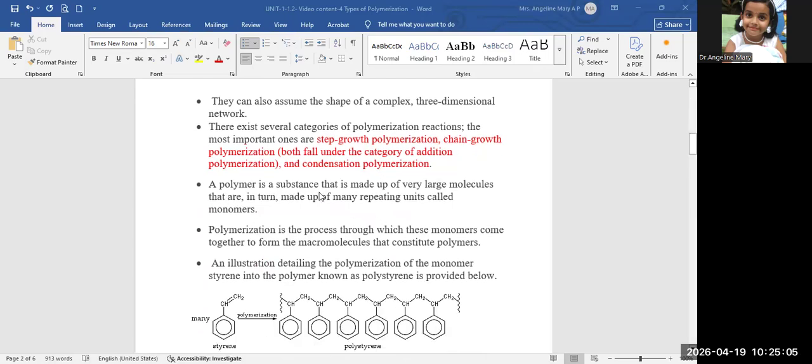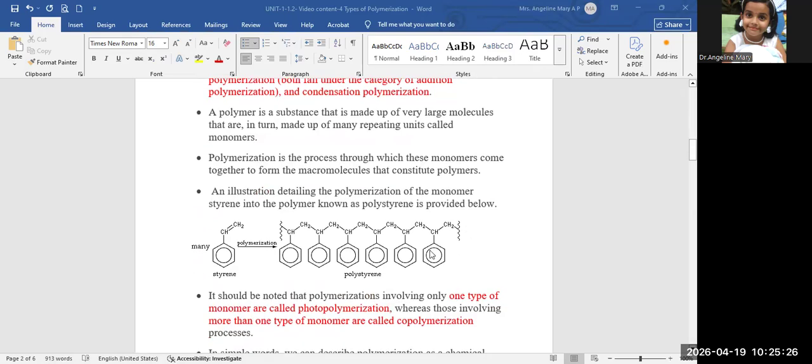A polymer is a substance that is made up of very large molecules that are in turn made up of many repeating units called monomers. Polymerization is the process through which these monomers come together to form the macromolecules that constitute polymers. An illustration detailing the polymerization of the monomer styrene into the polymer known as polystyrene is given below. So kindly see this reaction.